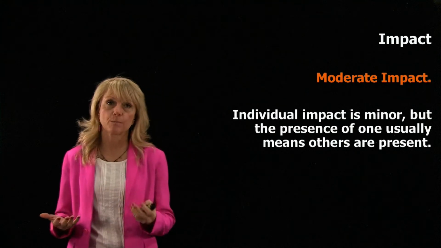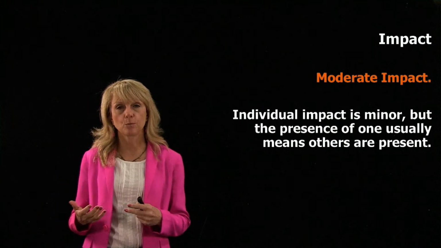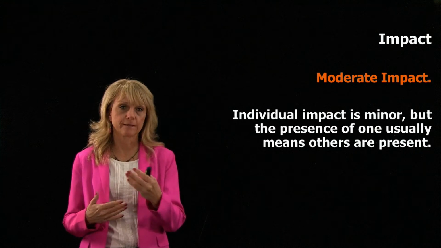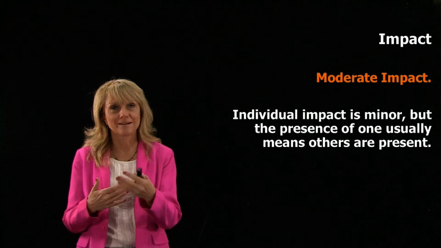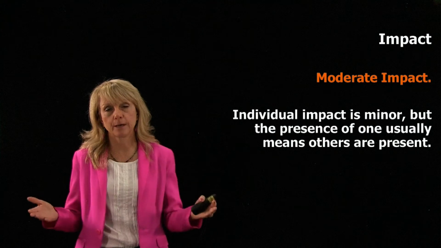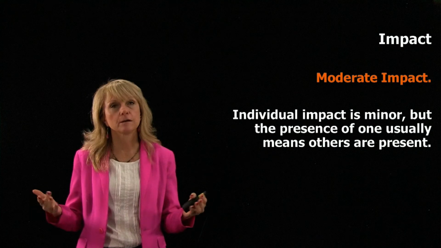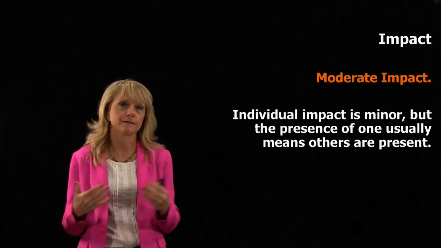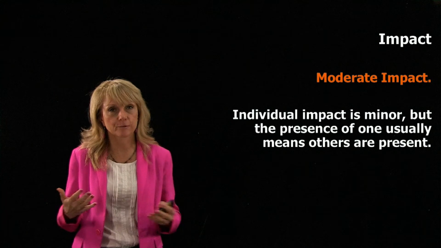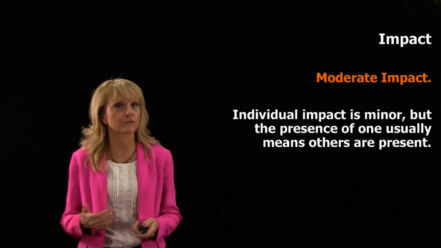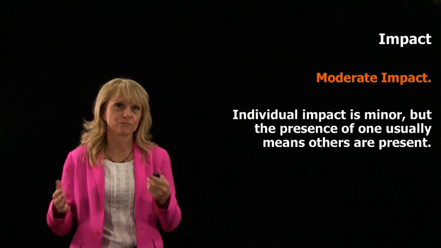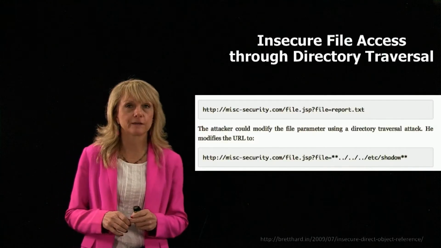As far as impact, moderate impact. Often when there is one vulnerability, the impact of that one attack is not that big, but if one is there, then many are there. So it's a signal to the attackers that this group of developers has not protected from direct object references, and they can shop around. Let's give an example of this.